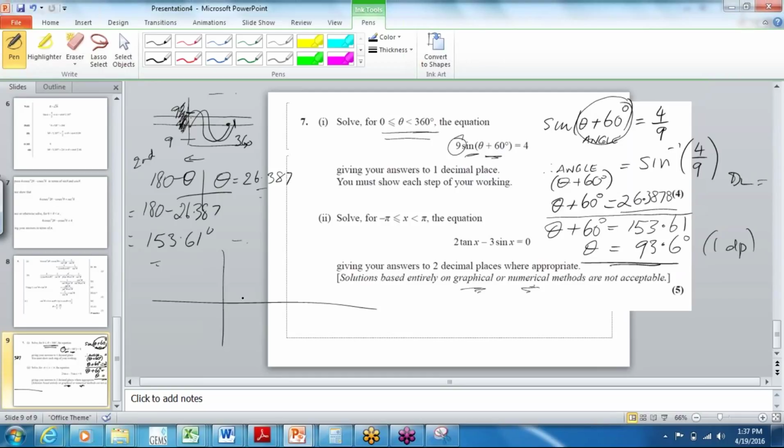2 tan x. Now tan x doesn't have any values at pi on 2 and negative pi on 2, knowing your graph for tan x. And we've got to go from negative pi to positive pi. And just drawing this graph here, that's the graph of tan x. 2 tan x would be stretched, so it looks still similar.